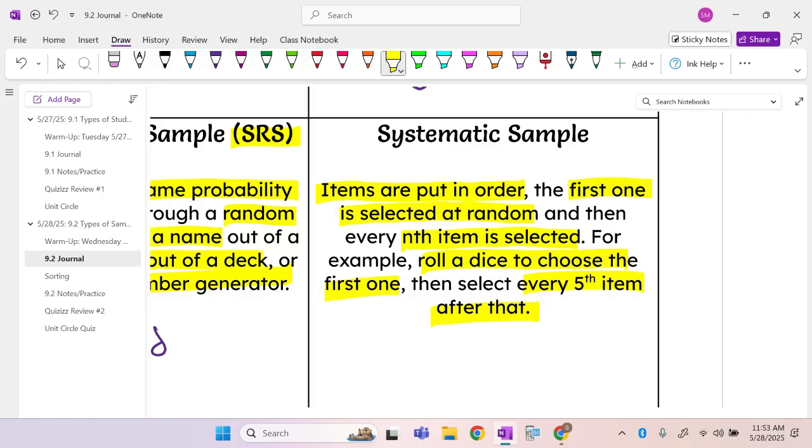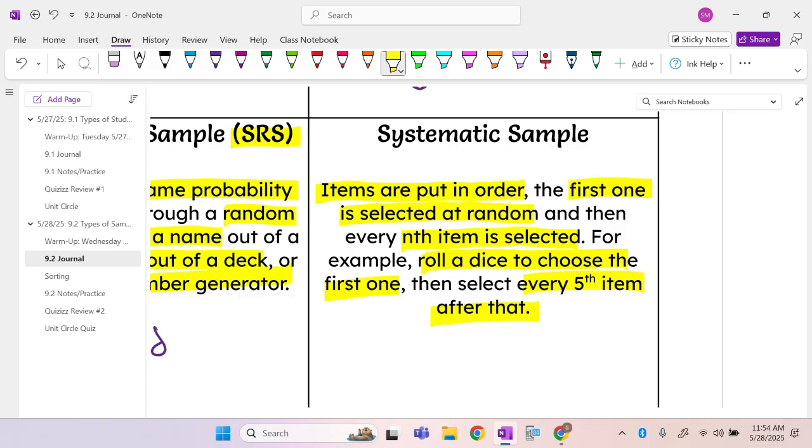All right. So, for example, you guys all have class numbers. Let's say I said, okay, the person whose class number is 3, that's my first one. And then I'm going to say every second number after 3 is going to be part of my sample. So that would be 3, 5, 7, 9, 11, and 13. All right, that's who would be picked in the class. So that would also be a systematic sample. I'm saying that every nth item is selected.